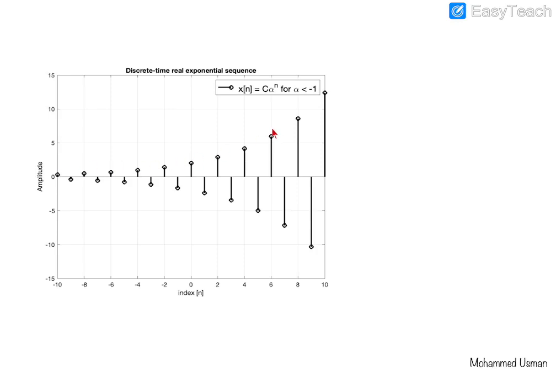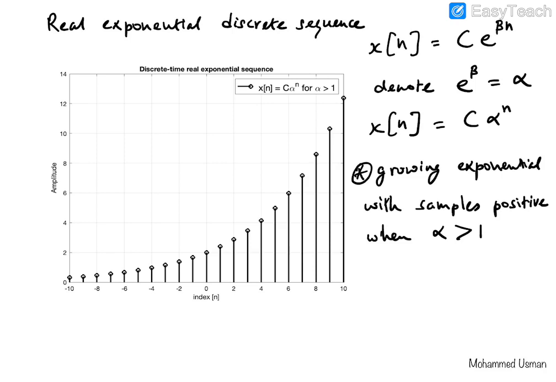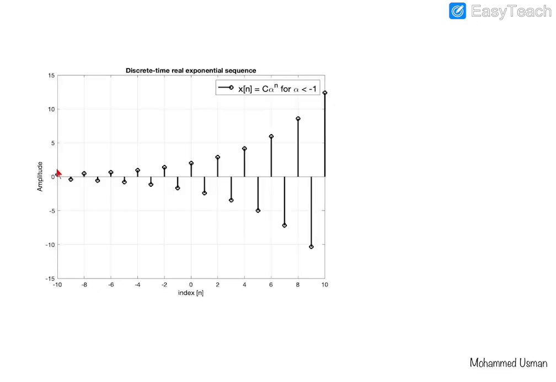So you see that the envelope is growing, but unlike in the previous case where all the sample numbers were positive, here we see that the sample numbers are alternating between positive and negative. So positive, negative, positive, negative, positive, negative, positive, negative, and it is also growing as we increase the value of n. So they alternate between positive and negative, and also exponentially increase. So they are exponentially growing and alternating between positive and negative. So this is also a growing discrete exponential sequence.